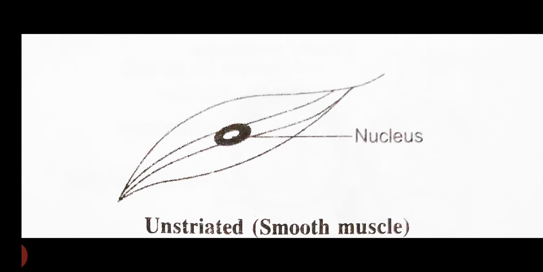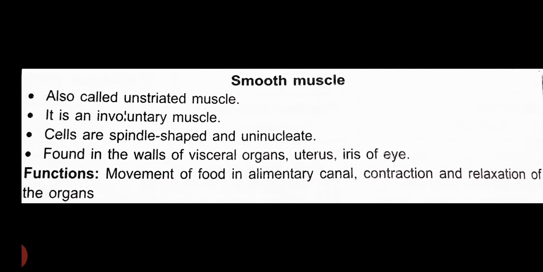Now the second one is unstriated muscle that we also call the smooth muscle. So it is also known as unstriated muscle, the reason being they do not contain light and dark bands. It is an involuntary muscle, that means we can't control it according to our will. The cells of these muscles are spindle in shape and uninucleated, that means they contain a single nucleus in them.